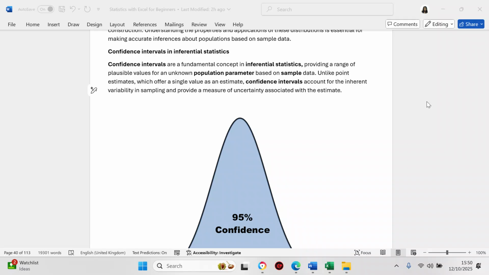In this video, what we're going to discuss is confidence intervals. Confidence intervals are a fundamental concept in inferential statistics, providing a range of possible values for an unknown population parameter based on sample data. Unlike point estimates, which offer a single value as an estimate, confidence intervals account for the inherent variability in sampling and provide a measure of uncertainty associated with the estimate.